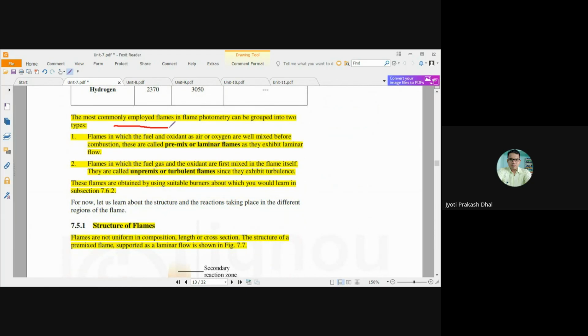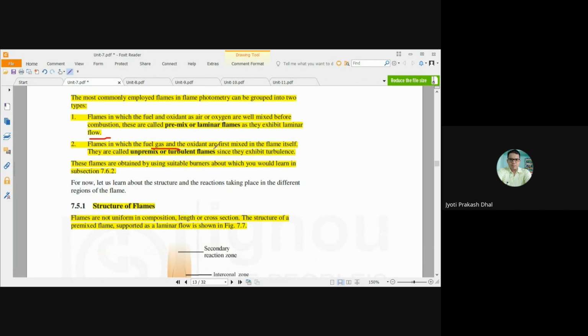The most commonly employed flames in flame photometry can be grouped into two types. Flames in which the fuel and oxidant, air or oxygen, are well mixed before the combustion are called premix or laminar flames, as they exhibit laminar flow. And the flames in which the fuel gas and the oxidant are mixed in the flame itself are called non-premix or turbulent flames, since they exhibit turbulence.